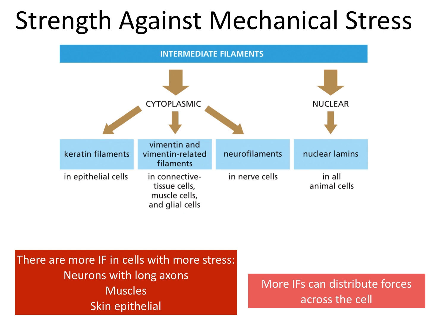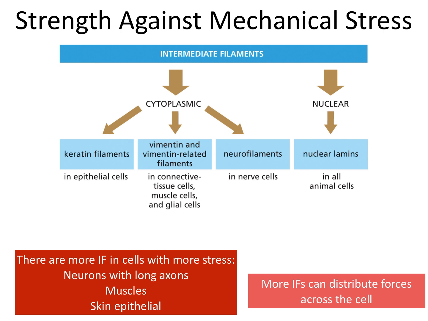Keratin filaments are highly representative in epithelial cells. Vimentin and related filaments are in muscles, connective tissues, etc. Neurofilaments in nerve cells. And then all cells have intermediate filaments in the nucleus because that's what makes up the nuclear lamina. Okay? You will find more and different types of intermediate filaments in cells that have more mechanical stress.